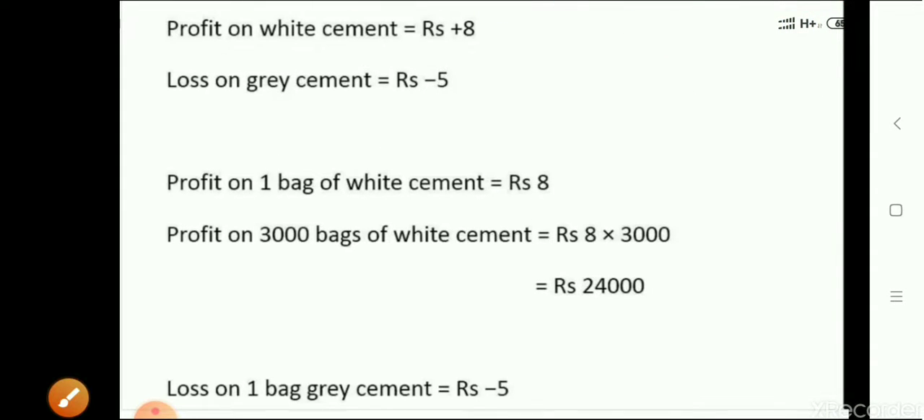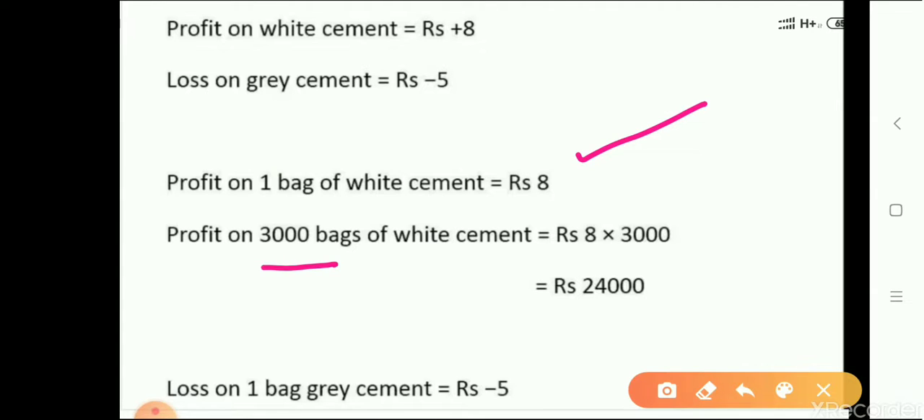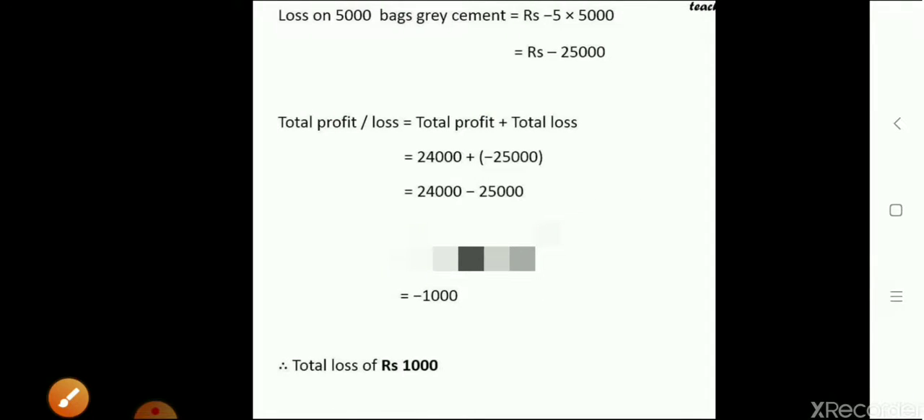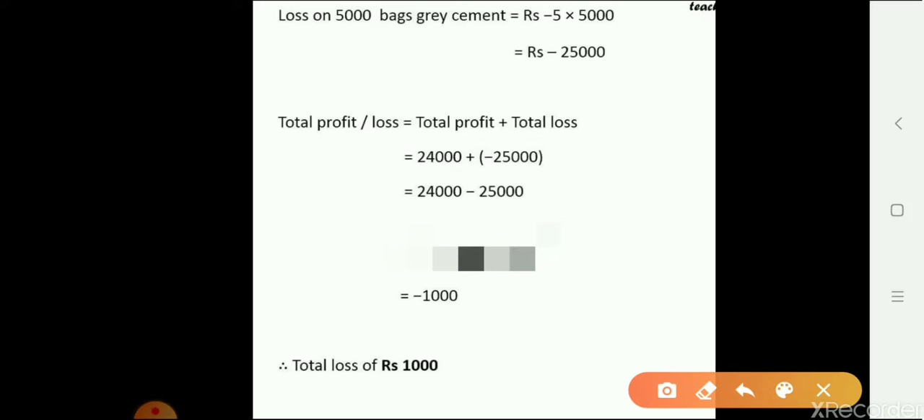Now the profit on one bag of white cement is rupees 8. So the profit for 3000 bags will be 8 multiplied by 3000, which is 24,000 rupees. Now the loss for one bag of grey cement is rupees minus 5. So the loss for 5000 bags of grey cement will be 5000 into minus 5, that is minus 25,000 rupees.